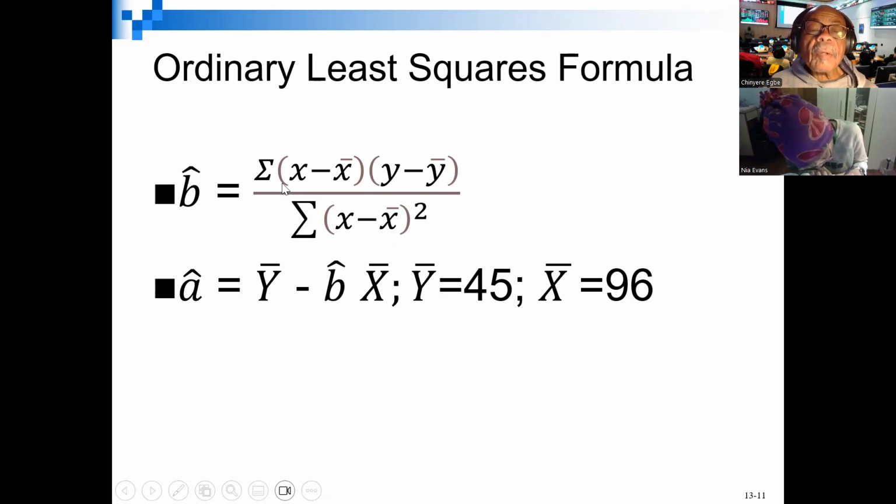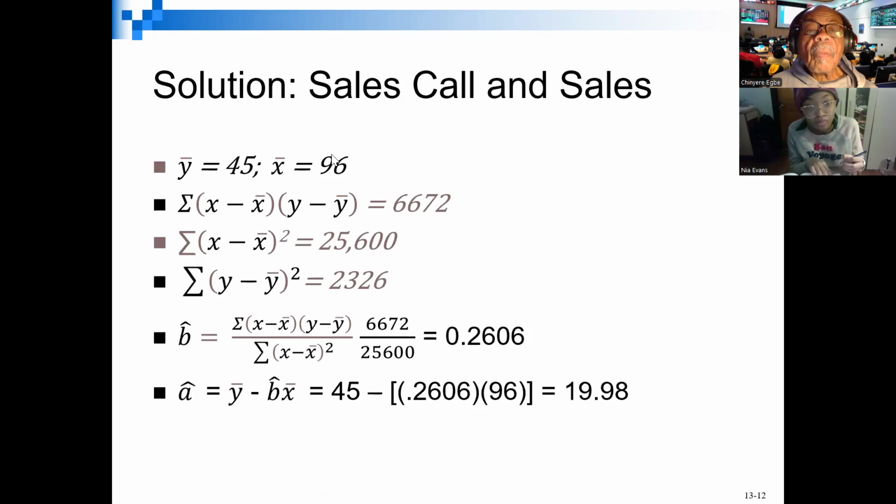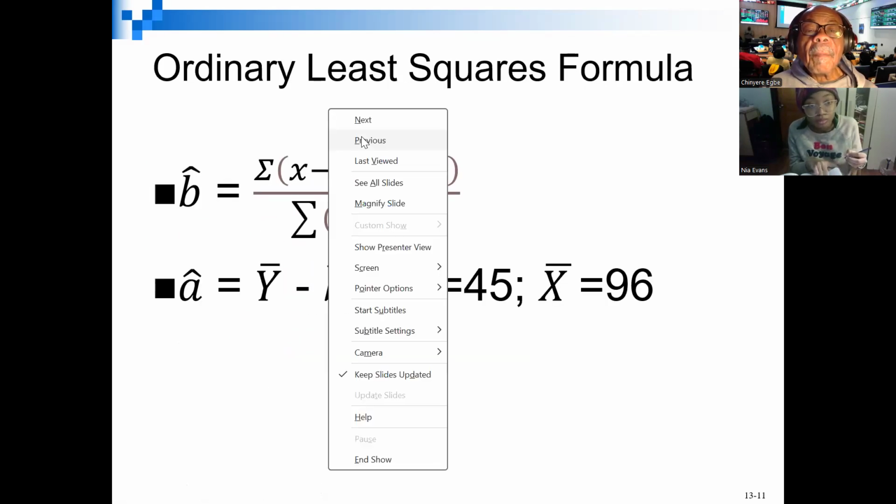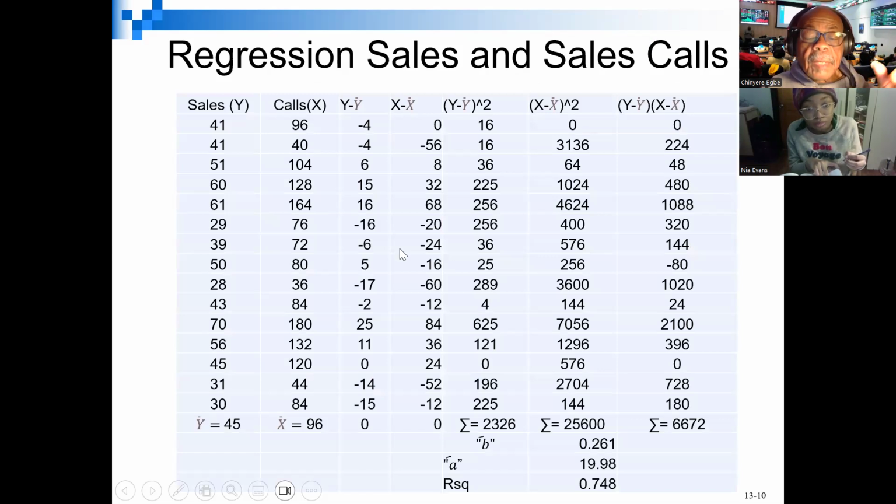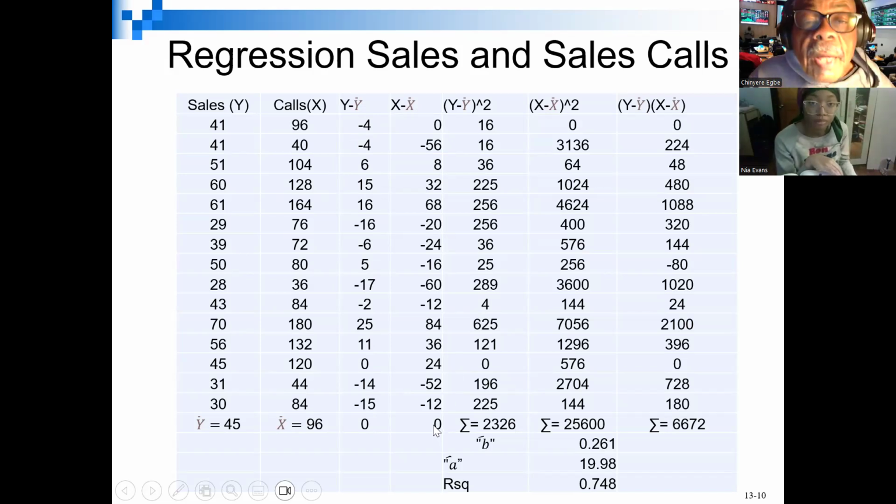So let's go back and look at the data set. You must calculate x bar and y bar. You calculate that x bar is 96 and y bar is 45. As you can see here, if you calculate the sum of y minus y bar, you get 0. If you calculate the sum of x minus x bar, you also get 0. That means our calculations of x bar and y bar are correct.